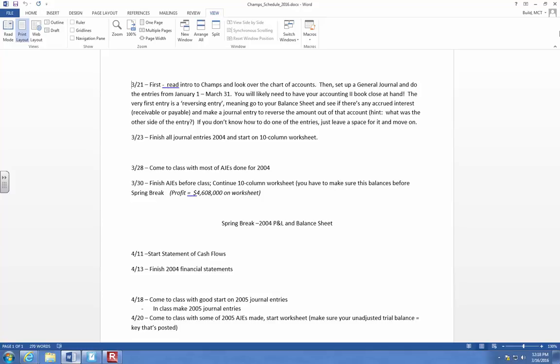You're going to do your financial statements. You're going to do your closing entries. And then you're going to move on and do the whole thing for 2005. And at the end, you're going to do ratios on them. And then based on that, you're going to tell me how you think the company's doing: liquidity, solvency, profitability.